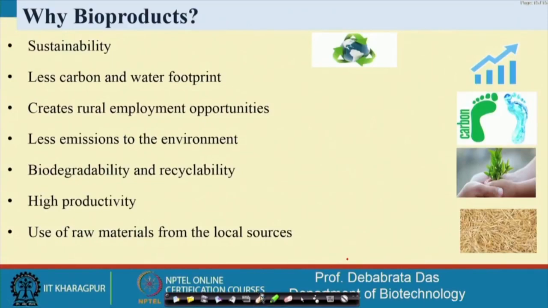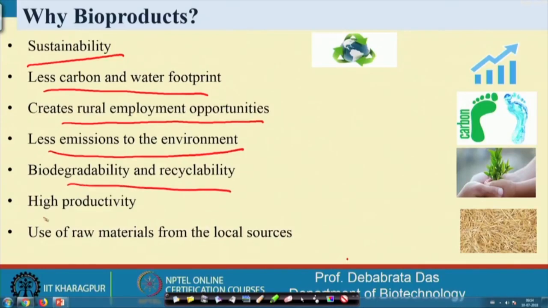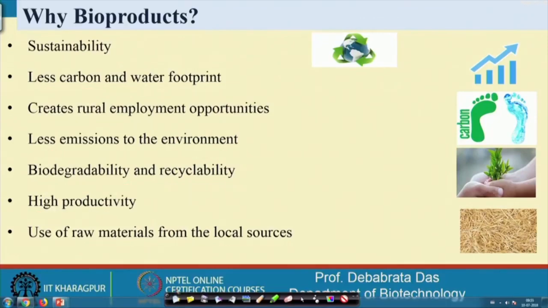Now, if you look at why we go for bioproducts, the reason is that first, it is sustainable, because this process will remain with us for a longer period of time. It has less carbon and water footprint, creates rural employment and opportunity, gives less emission and less pollution to the environment, has biodegradability and recyclability, high productivity and use of raw materials from local sources. So these are the different significances that we have.